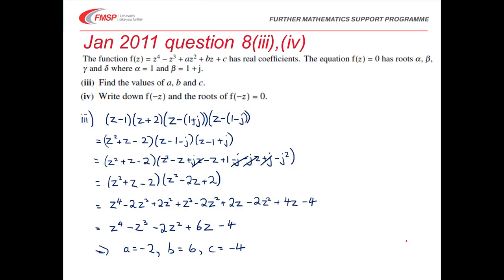For the alternative method for part 3, there is a B1 mark, correct factors from your roots. So if you made a mistake with your roots, you can still get that B mark. There's then a method mark for attempting to expand all 4 factors. And then accuracy marks for actually managing to get down to the correct values for A, B and C.